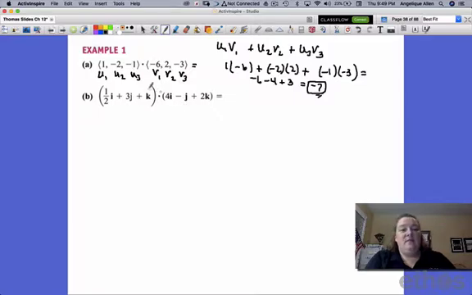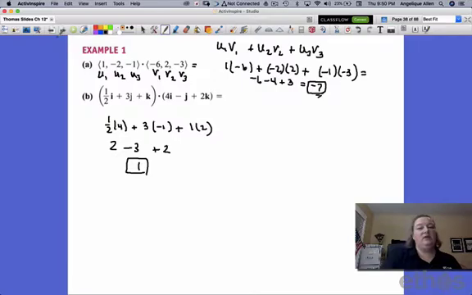So in IJK form, no different. We're going to say 1/2 times 4 plus 3 times -1 plus 1 times 2. So 2 minus 3 plus 2 is 1. So dot products are easy to calculate algebraically.